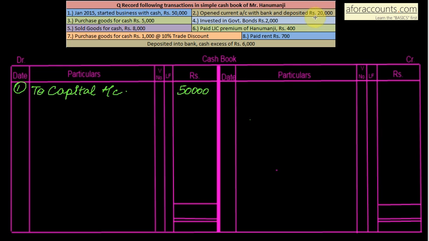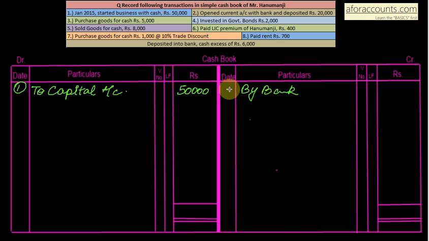So entry is bank account to cash. Bank mein paisa gaya, so bank account debit to cash. Now it is a contra entry. Ek side mein bank hai, ek side mein cash hai. Cash book mein to cash nahi likh sakte. Single entry hai, single simple cash book hai. So the entry, bank account debit to cash nahi, by bank likho idhar, by bank.